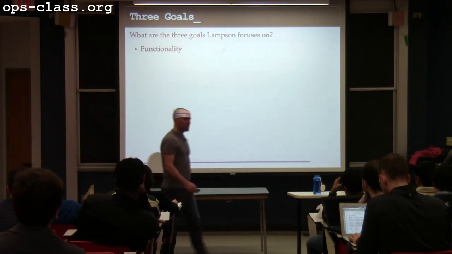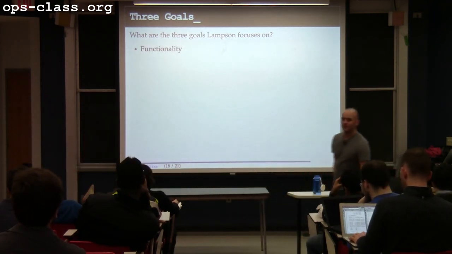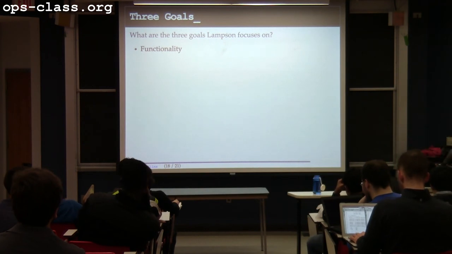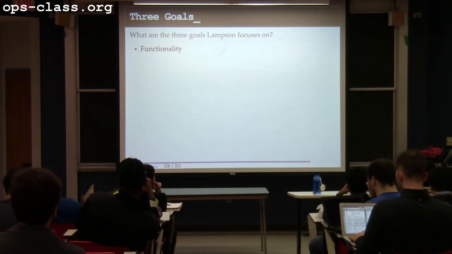Butler Lampson organizes the hints into three categories. These are three things that you think about when you build computer systems. One is, does it work? Does it do the thing it was supposed to do? This is probably the most important feature of any computer system.